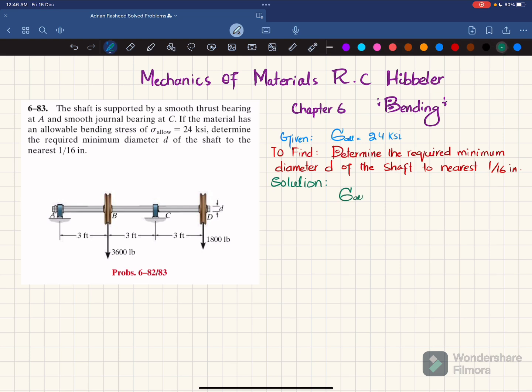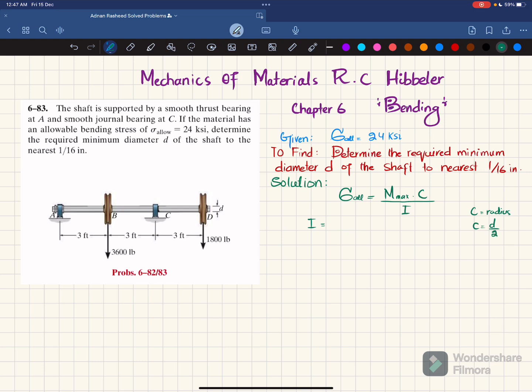So we know that the allowable or maximum bending stress is equal to the maximum bending moment into C, which is the radius of this shaft, divided by I. So we know that for I, for this shaft having radius C, where C is equal to radius, the diameter is given and C is radius, and this C is equal to D divided by 2.